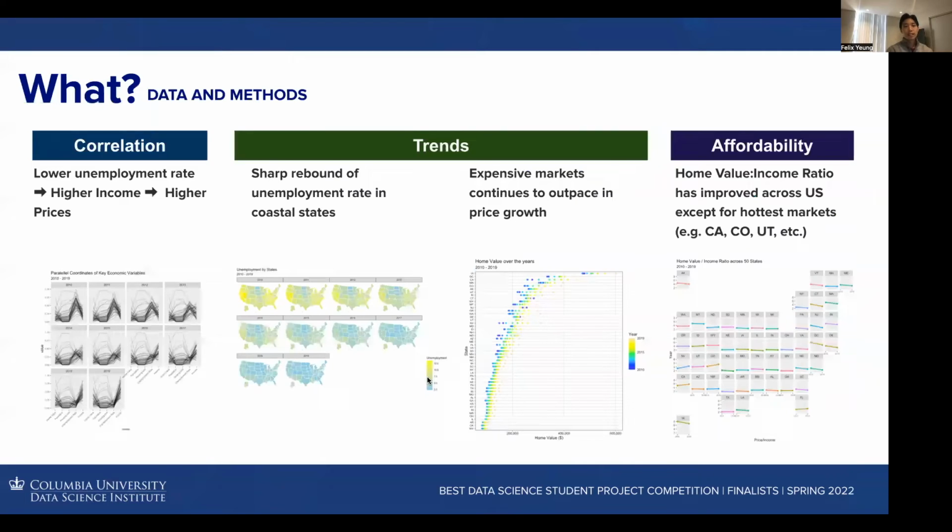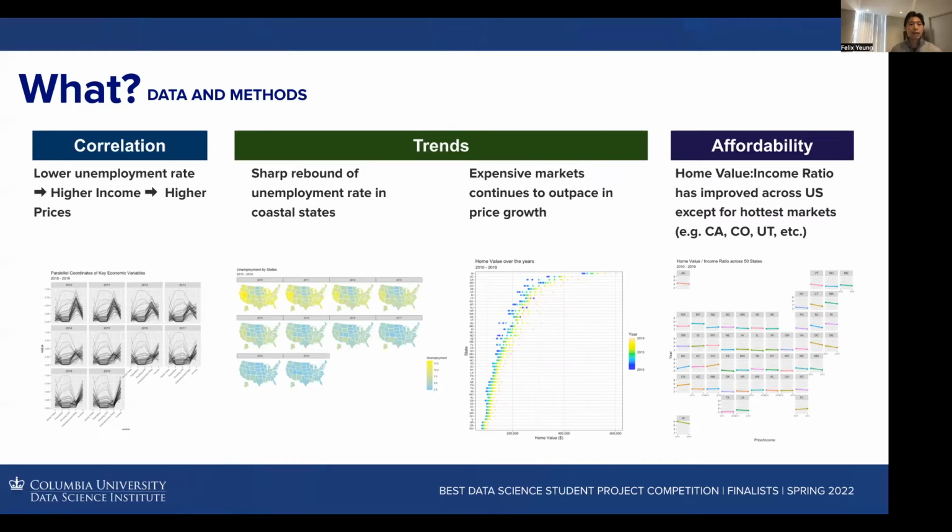To go into more specific detail about what we did, we started off with some correlation techniques to find relationships. So we applied techniques such as correlation matrices, parallel coordinates, etc. And we actually discovered that lower unemployment rate led to higher incomes in their neighborhoods and also drove higher real estate prices. Following this discovery, we also graphed these trends across time and geography.